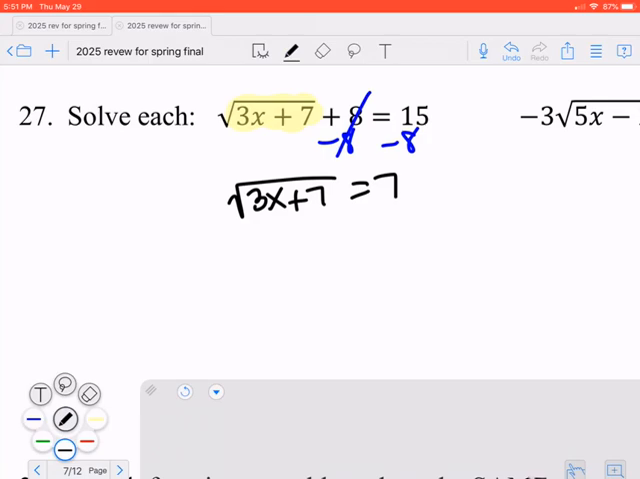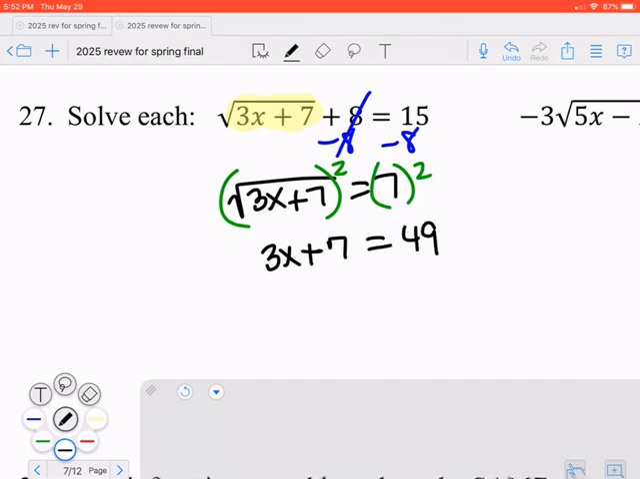And now I want to get rid of that radical. So we're going to square both sides. The squaring undoes the root, leaving the radicand. The radicand is the name for the part under the radical. And 7 squared is 49. And now we're going to subtract 7 from both sides, and then divide both sides by 3. 42 divided by 3 is 14.